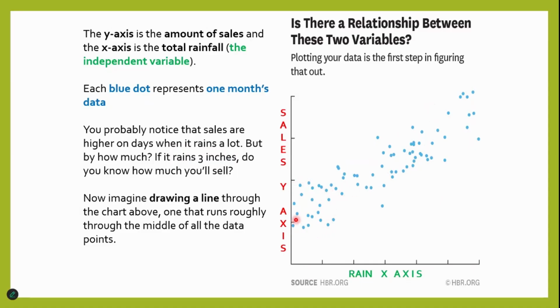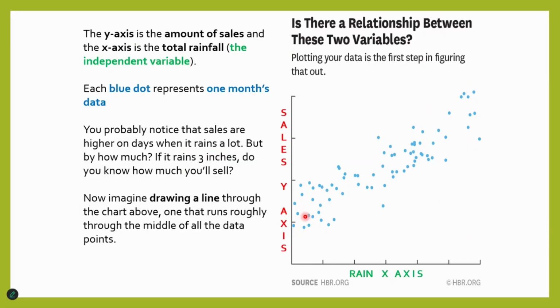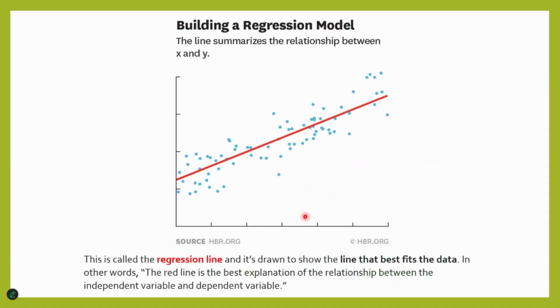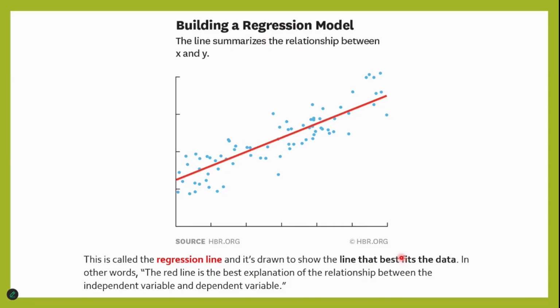Furthermore, we can analyze this very easily by drawing a line through the chart. The line that goes exactly through the center of all the data points. We call that line the line of best fit or the trend line. So we call that a regression line. Or you can say that's the line that best fits the data, the line of best fit. The red line is the best explanation of the relationship between these two variables, that is dependent variable and independent variable. Let's say in this case, we discussed the rain, right?